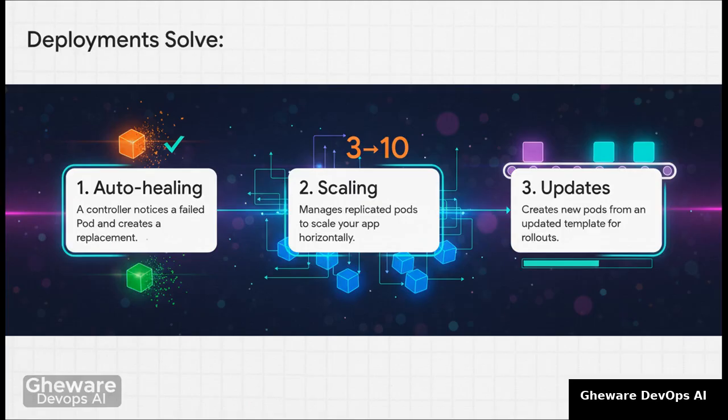First, self-healing. A pod dies, the deployment controller notices and spins up a new one instantly. Second, scaling. Need to handle more traffic? You change one number from 3 replicas to 10 and you're done. And third, updates. How do you update your code without taking everything down? Deployments handle zero downtime updates automatically.